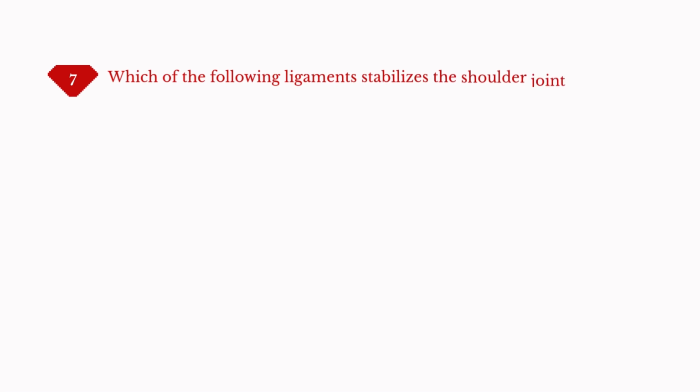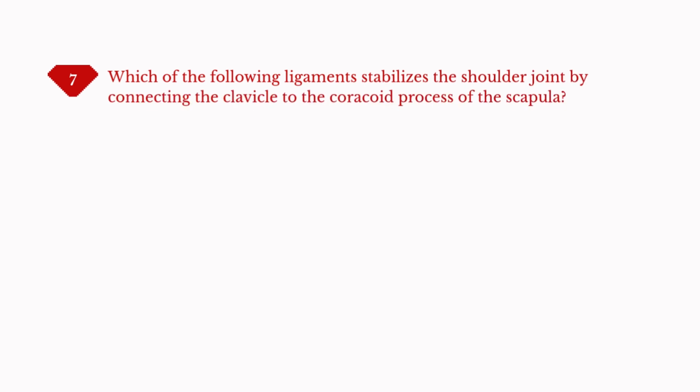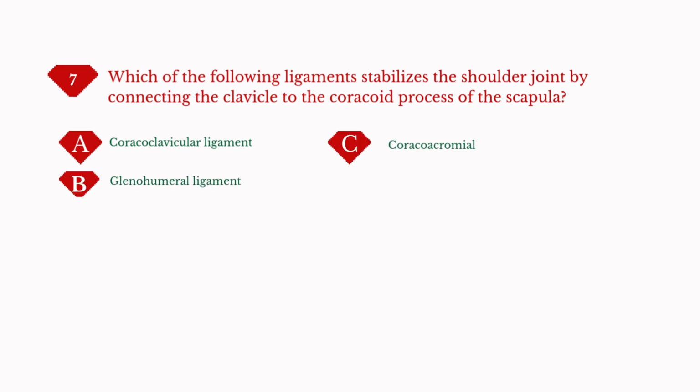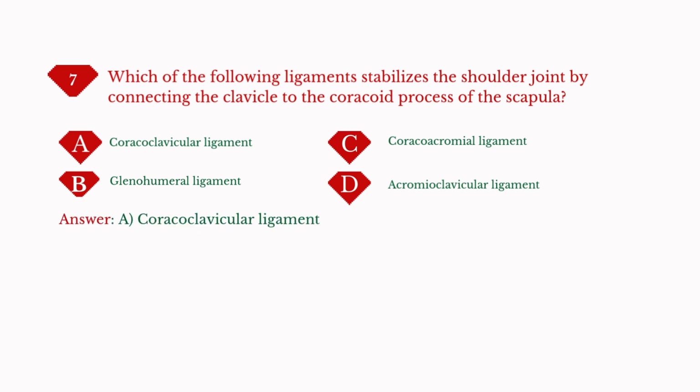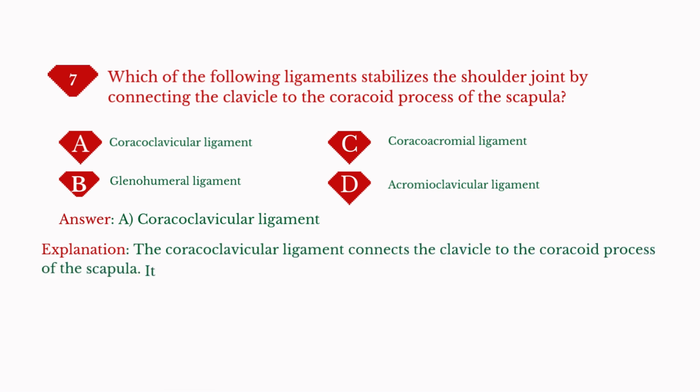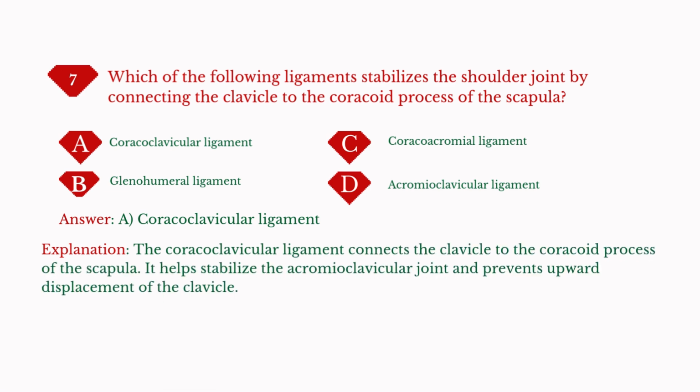Which of the following ligaments stabilizes the shoulder joint by connecting the clavicle to the coracoid process of the scapula? A. Coracoclavicular ligament. B. Glenohumeral ligament. C. Coracoacromial ligament. D. Acromioclavicular ligament. Answer: A. Coracoclavicular ligament. Explanation: the coracoclavicular ligament connects the clavicle to the coracoid process of the scapula. It helps stabilize the acromioclavicular joint and prevents upward displacement of the clavicle.